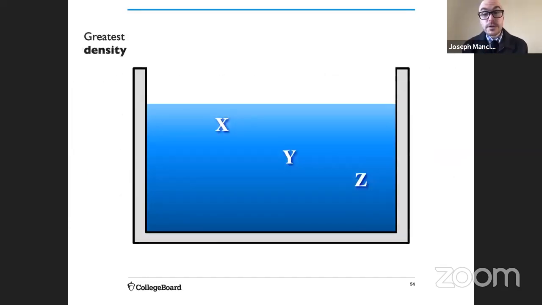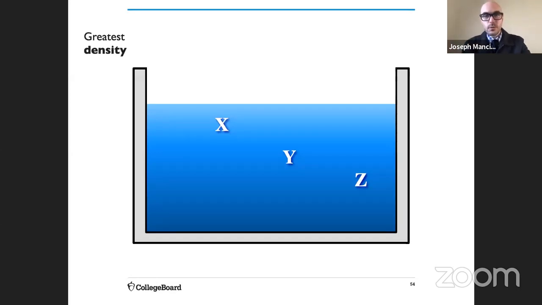Okay. In this big fish tank, I took away the stopper. I didn't want anything to leak out. In this fish tank, there are 3 marked points, X and Y and Z. At which point is the density of the fluid greatest?